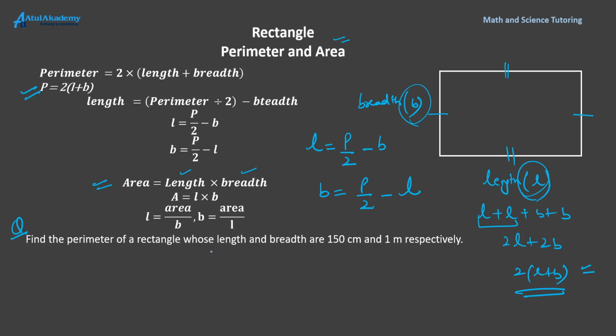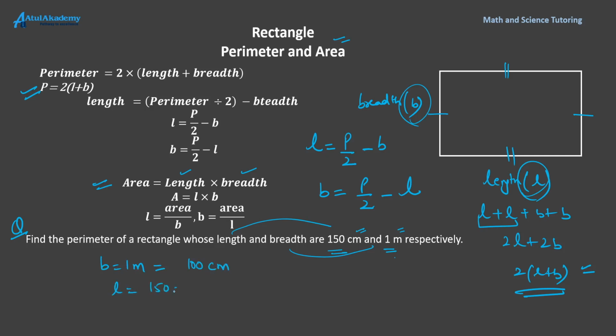Find the perimeter of a rectangle whose length and breadth are 150 centimeter and 1 meter respectively. So length is 150, breadth is 1 meter. Units are different here. This is centimeter, this is meter. So first step always is you have to make the unit same. Here it is easy to convert them into centimeter because they didn't ask you to find perimeter in meters or centimeters. So let's do it. Breadth is 1 meter, which I can say is 100 centimeter.